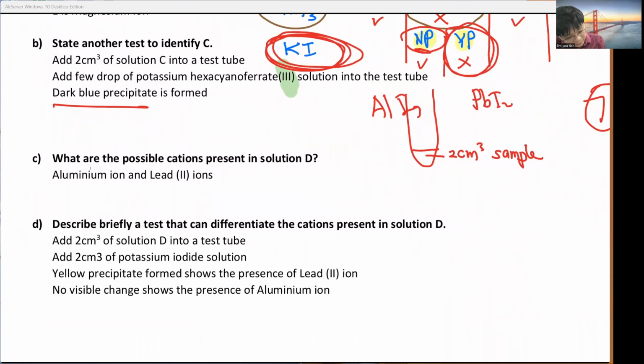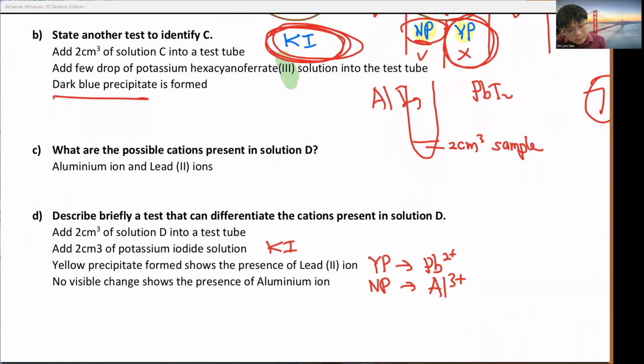So you put in the test: first, put 2 cm³ of the sample inside. Then you add KI. If a yellow precipitate, it is Pb. If no precipitate, it is aluminium. So this is how we test for Pb.